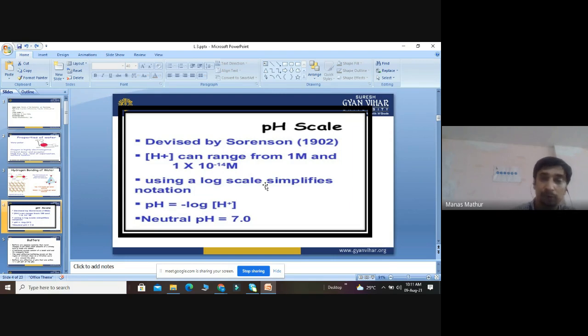Negative log means that whatever the concentration of the hydrogen ion is, that gives the exact pH. Suppose the concentration is 10 to the power minus 7, then the pH is 7. If the solution is 10 to the power minus 6, the pH is 6 and the solution is acidic. So based on the presence of hydrogen ions, we can assume whether the solution is acidic or basic in nature, right?